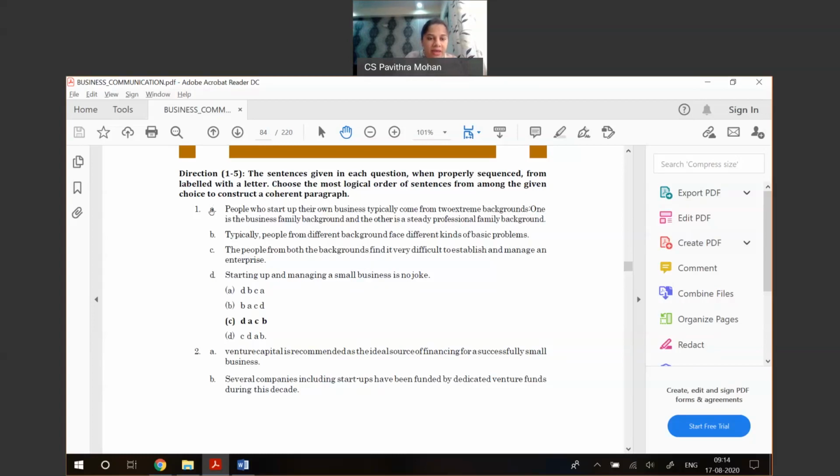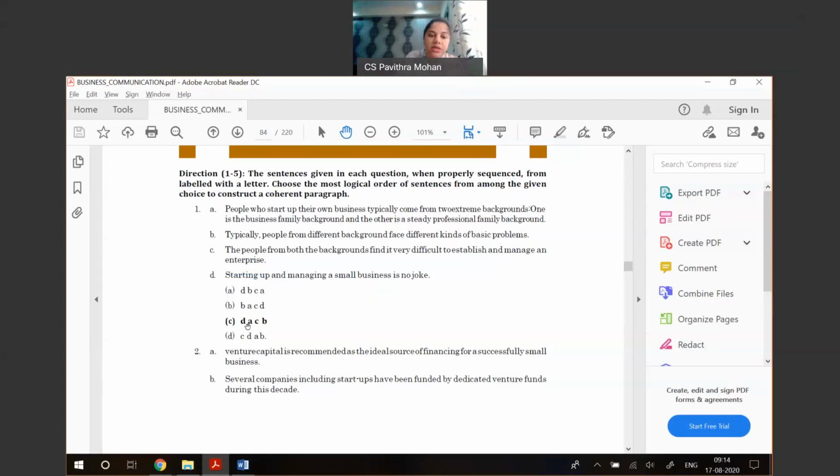So after A, it has to be C. Why? Because here they are talking about two extreme backgrounds, and after that they're saying that people from both the backgrounds find it difficult. So these two are connecting statements. So it has to be A and C. And I already told you starting up is something which is going to initiate something. So that's why I'm going to go with D as my beginning sentence. And finally, B says typically people from different backgrounds face different kinds of situations. So my arrangement will be D, A, C, B.